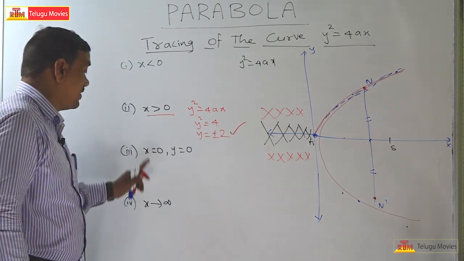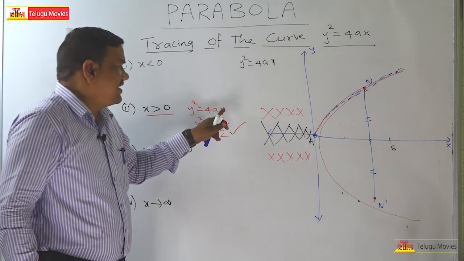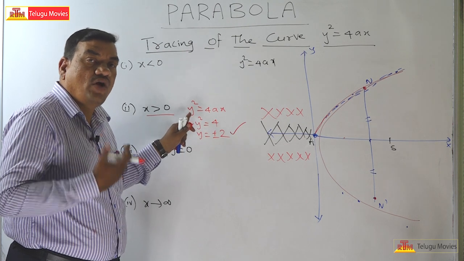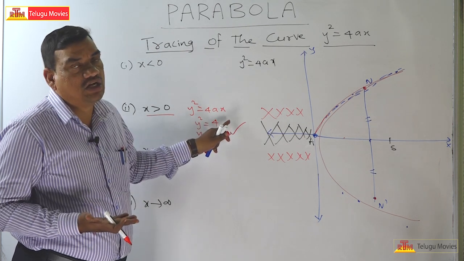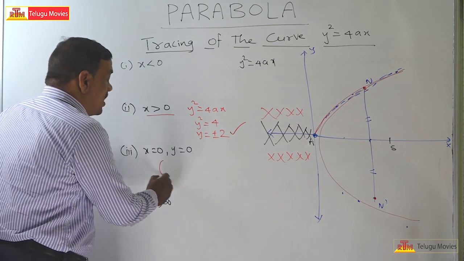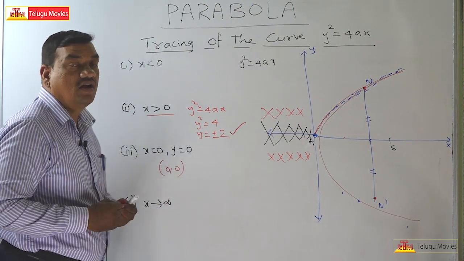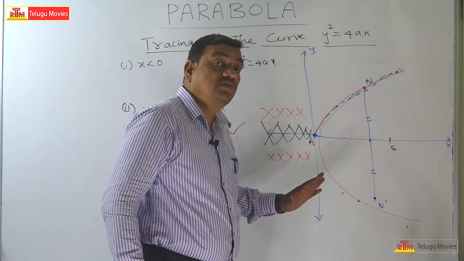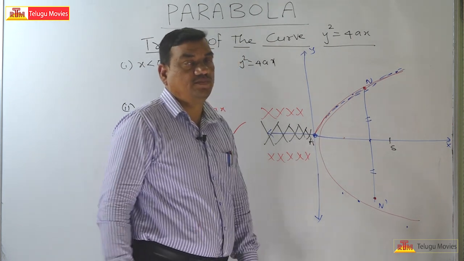Okay, now next one. Automatically if x is equal to 0, y is also 0. If y is equal to 0, x is also 0. From this, what is the conclusion we get? The curve passes through the origin. Understand? That is the thing.